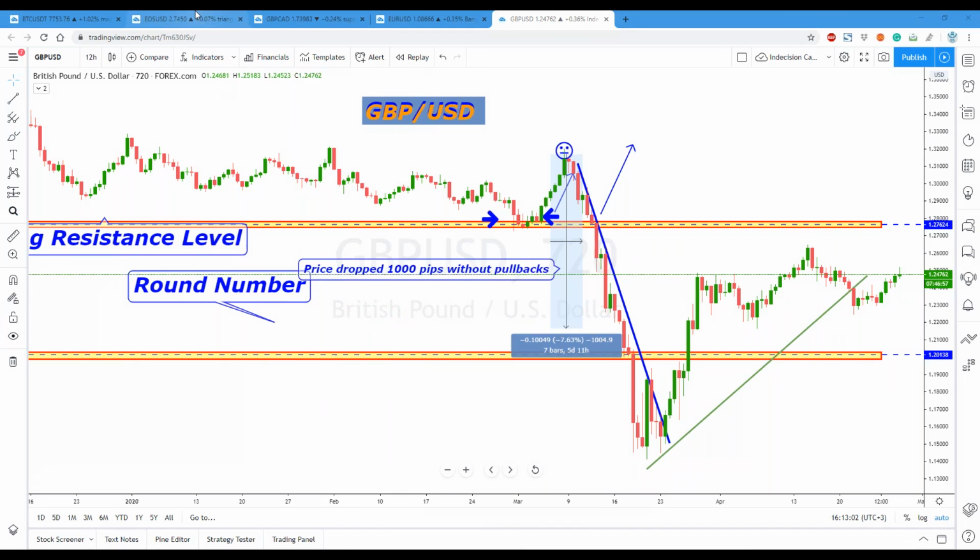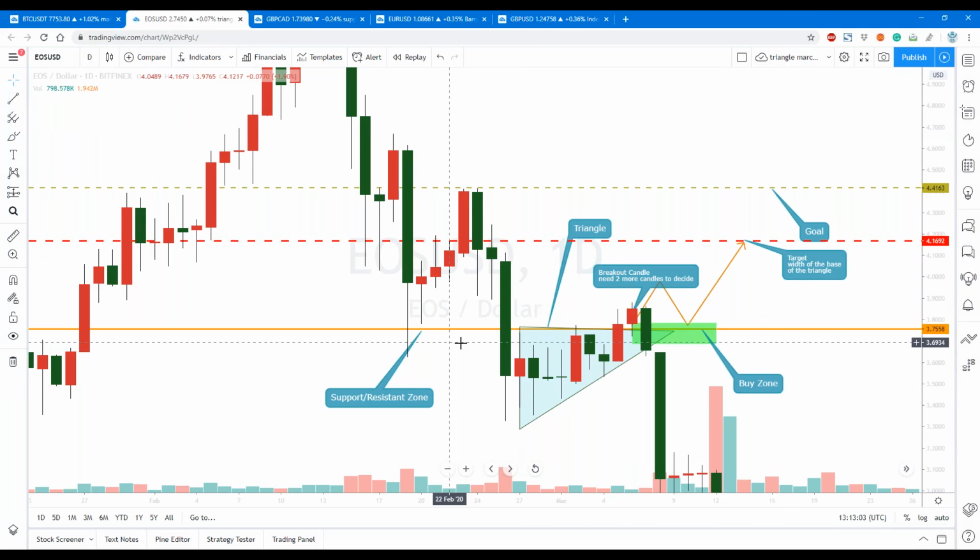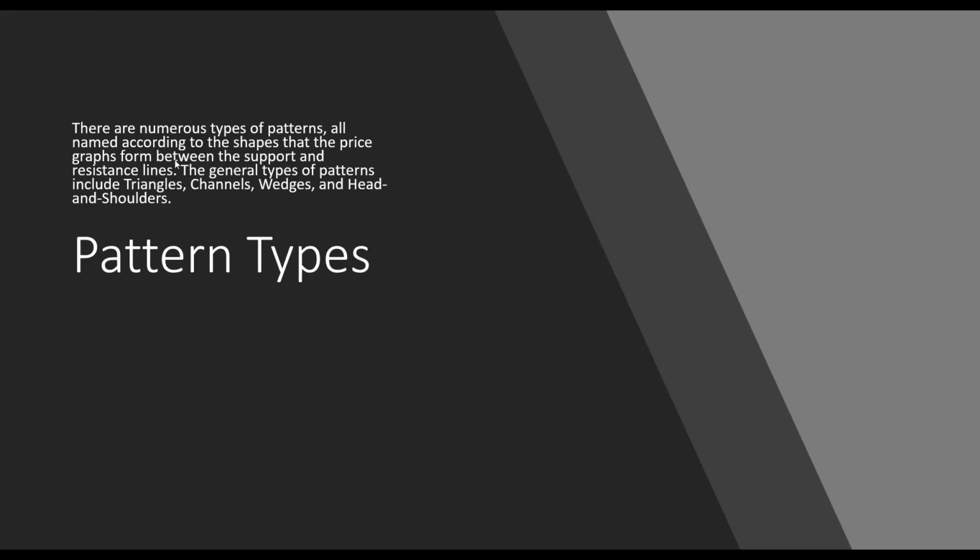Okay, so noticing these on charts is easy. Now, how do we do this and what will they tell us? That's a whole different story. But once we see them, we can then start understanding what price is trying to tell us, because price is starting to move in a non-random fashion, a fashion in which we can make some trading decisions. So there are numerous types of patterns, all named according to the shapes in the price graphs formed between the support and resistance lines. The general types of patterns include triangles, channels, wedges, and head and shoulders.